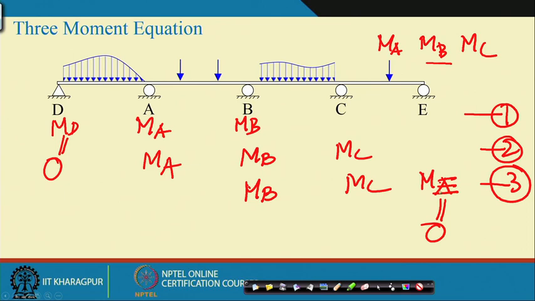Once MA, MB and MC are known, the rest of the things can be obtained easily. Okay. So, we stop here today. Again, we discussed the concept of force method today. It is based on the force method or method of consistent deformation, the three moment equation.